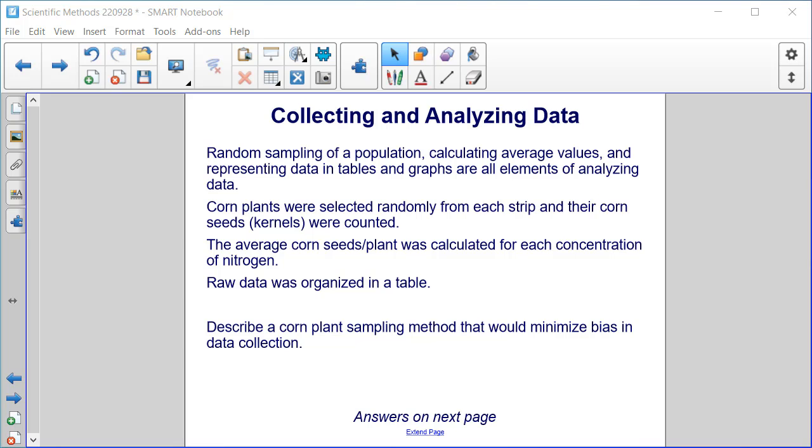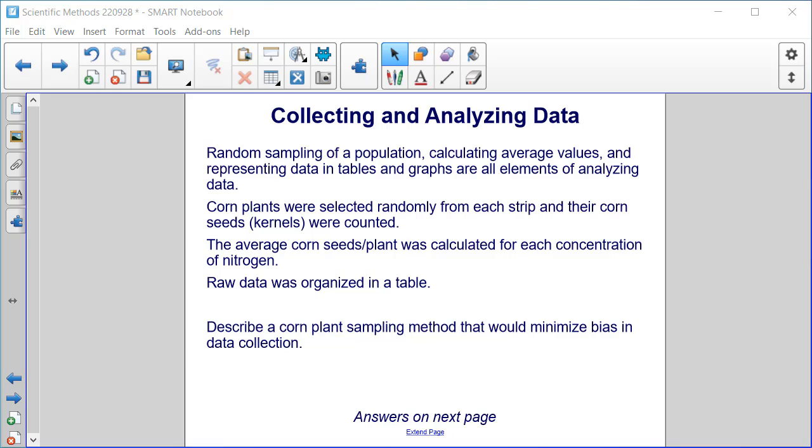Collecting and analyzing data. Random sampling of a population, calculating average values, and representing data in tables and graphs are all elements of analyzing data. Corn plants were selected randomly from each strip and their corn seeds or kernels were counted. The average number of corn seeds per plant was calculated for each concentration of nitrogen. Raw data was organized in a table.